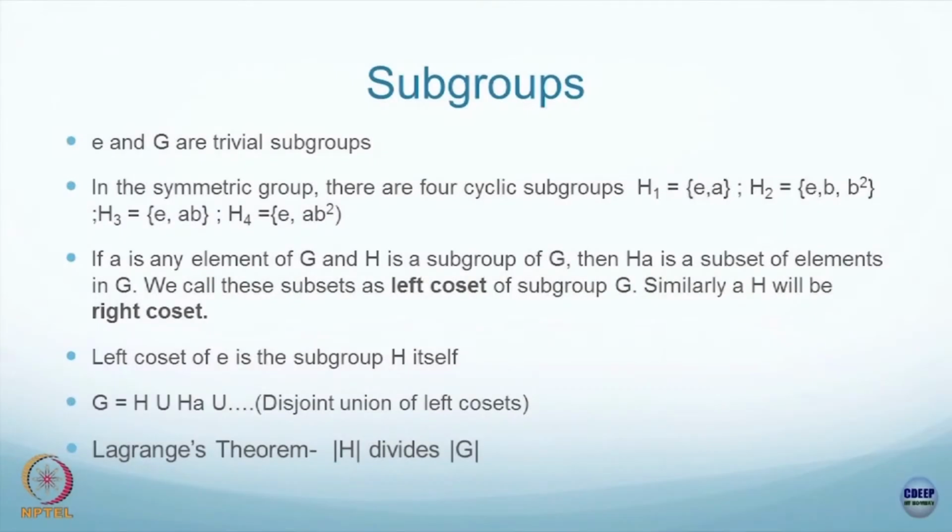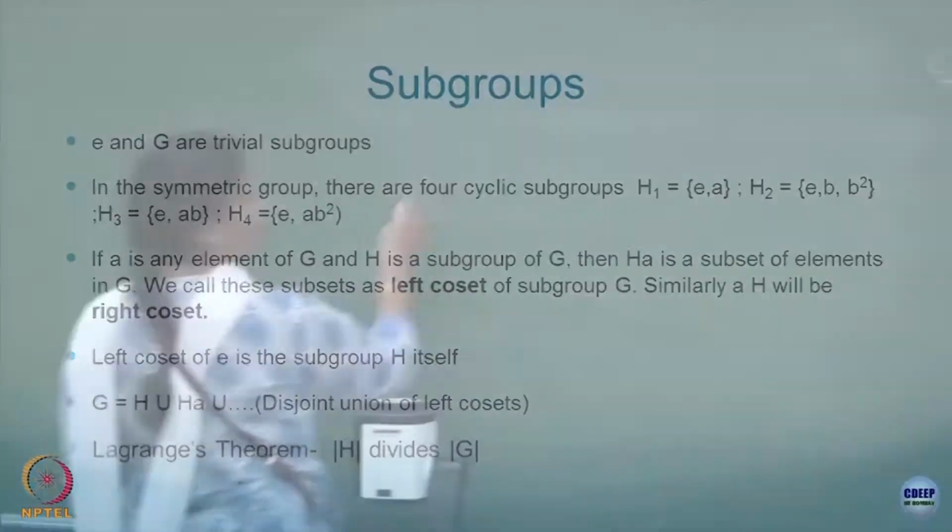So, now getting to the screen here. In the symmetric group which I discussed, there are 4 cyclic subgroups, which is what I did explicitly for you on the board. One is {E, A}, {E, B, B squared}, and then you have {E, AB} and {E, AB squared}. Okay. So, now what you can do is you can pick one subgroup. Okay. So, let us pick one subgroup.